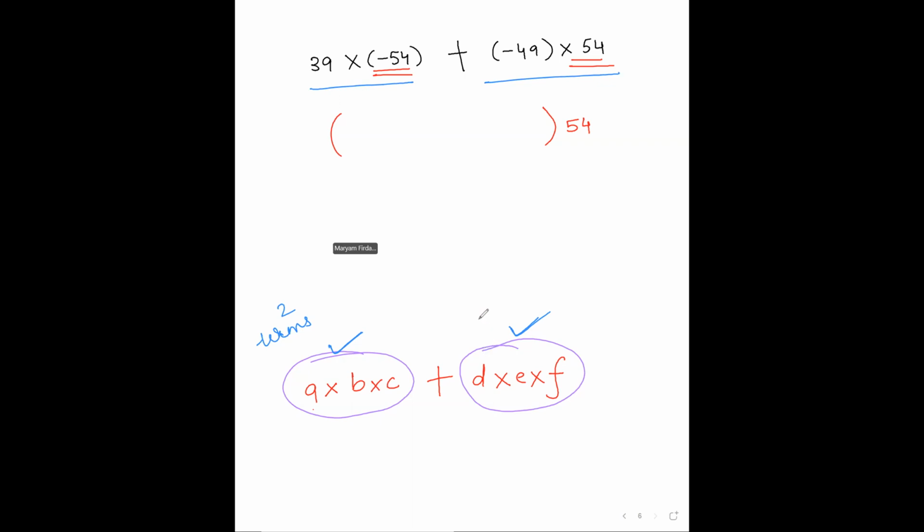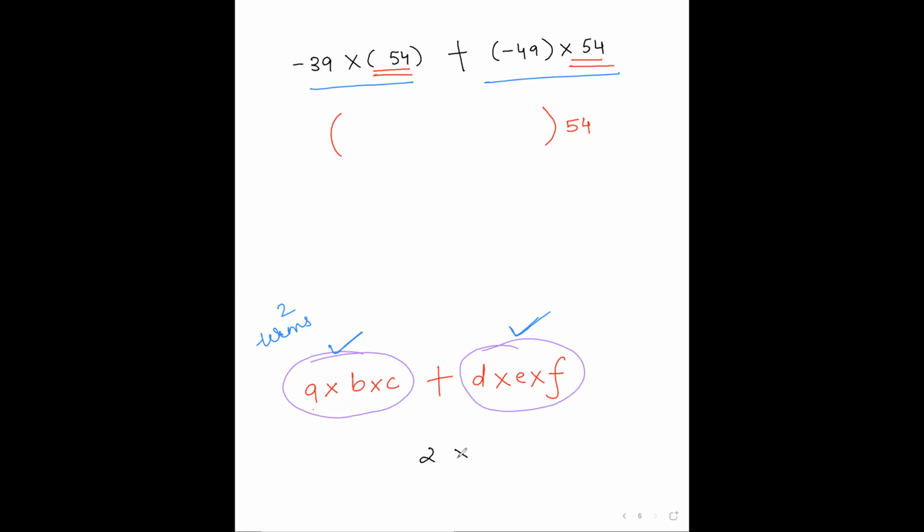Yeah, but how are we going to find the answer if 54 and minus 54 aren't common? They are not. Okay, 54 is common, right? This minus 54, can I just take this minus and put it over here? Will it be the same thing or different? It will be the same thing. It will be the same thing, right?